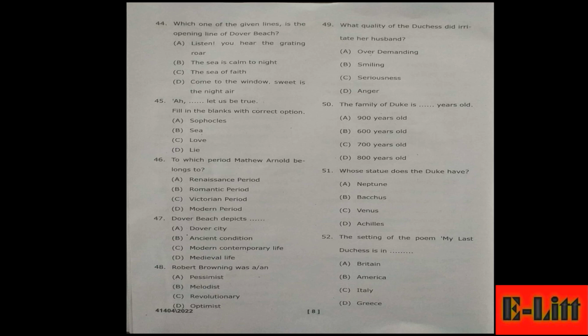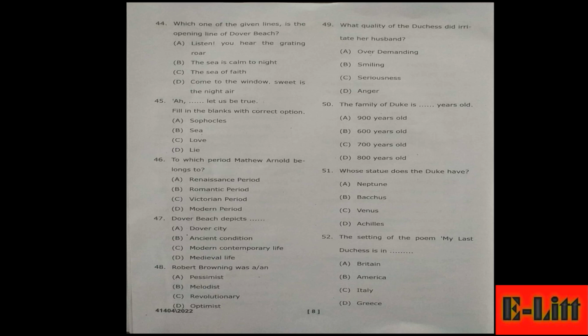What quality of the Duchess did irritate her husband? The correct answer is smiling. The family of the Duke is dash years old. The correct answer is 900 years old. Whose statue does the Duke have? The correct answer is Neptune.